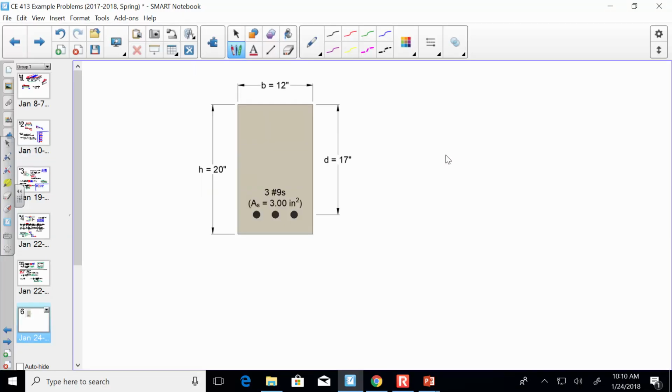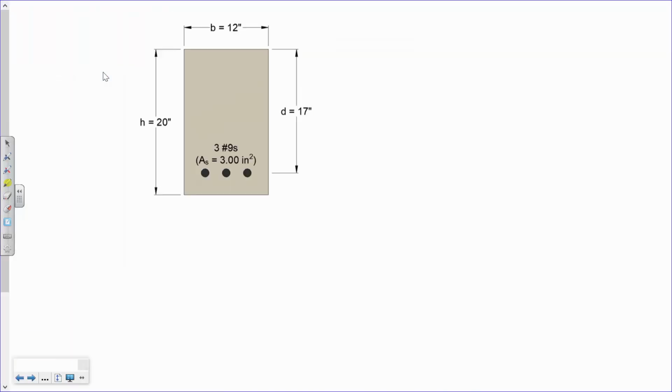Okay, so this is our beam, and we're looking at example 4. Now, a couple things. Remember that for this beam, f'c is 3 ksi, or 3,000 psi. And remember that the applied moment is 70 foot-kips. So that's 70 foot-kips.